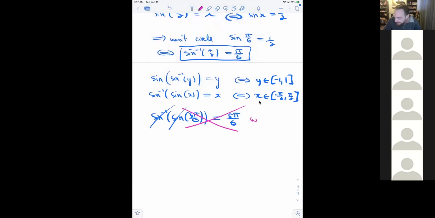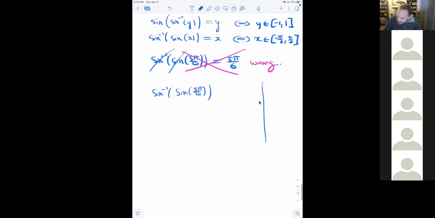This is wrong. What do I do instead? Well, I have to do sine inverse of sine of 5pi/6. So I use the unit circle again. 5pi/6 is over here.